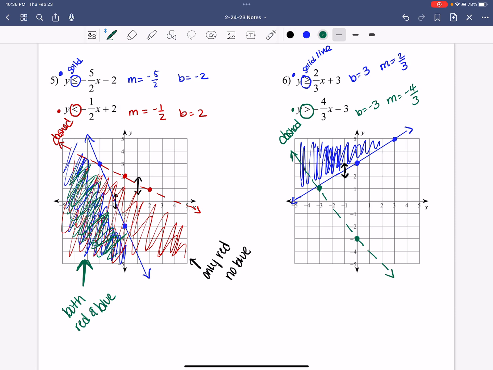So again, guys, please know I'm not perfect. I make the same mistakes. It should be a dash line. So just make sure you're paying attention. You're catching how easy it is to make these errors.